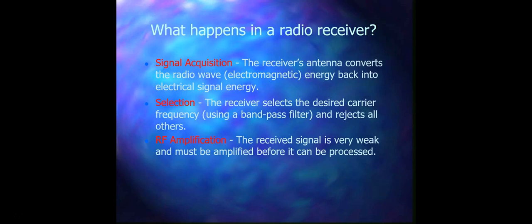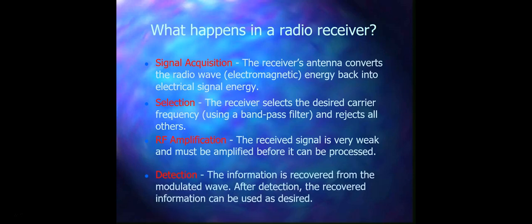Selection: the receiver selects the desired carrier frequency using the bandpass filter and rejects all others. RF amplification: the received signal is very weak and must be amplified before it is processed. Detection: the information is recovered from the modulated wave. After detection, the recovered information can be used as desired.